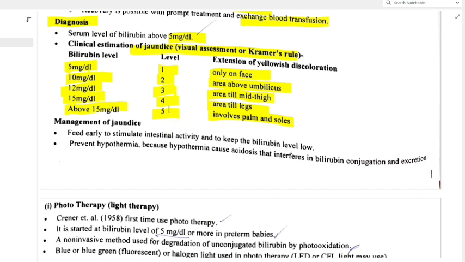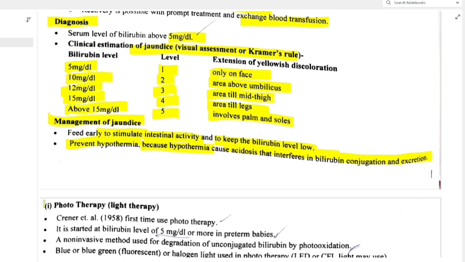Now comes to the management part. Management of jaundice: feed early to stimulate intestinal activity. So we have to start breastfeeding the baby as early as possible to keep the bilirubin level low. Then prevent hypothermia, because hypothermia causes acidosis that interferes with bilirubin conjugation and excretion. Is it clear? Hypothermia will also be discussed in the next class.